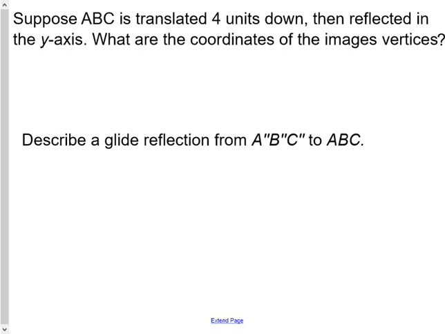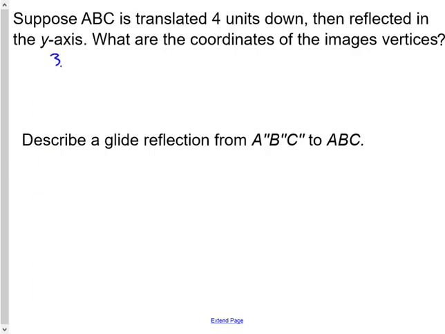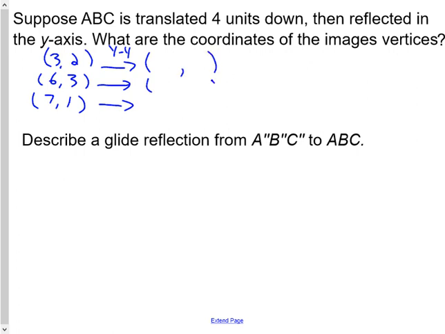Continuing on, suppose ABC is translated 4 units down and then reflected in the y-axis. What are the coordinates of the image's vertices? Using the same points, so kind of copy paste in here: (3, 2), (6, 3), (7, 1). But this time they have us going 4 down, so this is y minus 4, and then flipping over the y-axis, which is going to be x flips the sign, y stays the same. So doing these quickly, 3, 6, 7 stays the same, 2 minus 4, 3 minus 4, 1 minus 4, there's our primes.